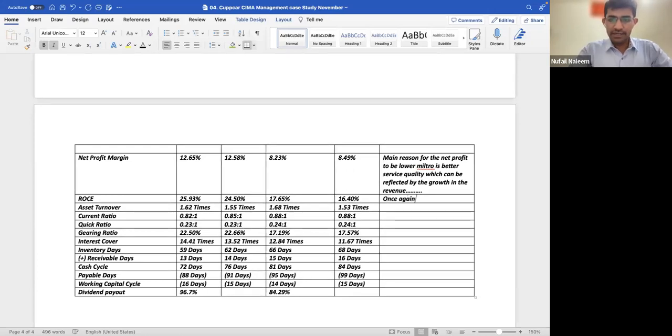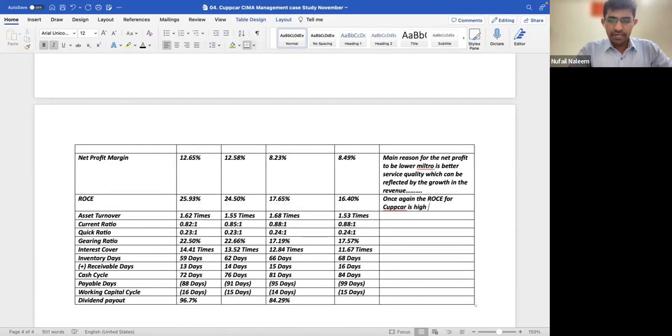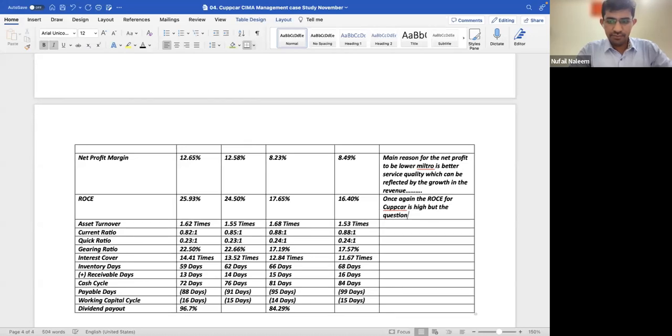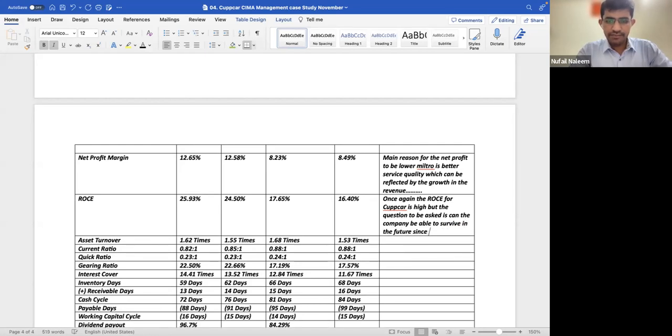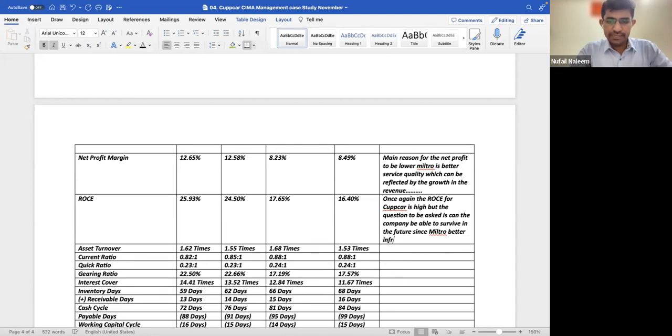Once again, the ROC for Cuppcarr is high, but the question to be asked is, can the company survive in the future? Since Miltro has better infrastructure, because that is the practical point of view at the moment. They have the better infrastructure. So you may end up like Nokia.